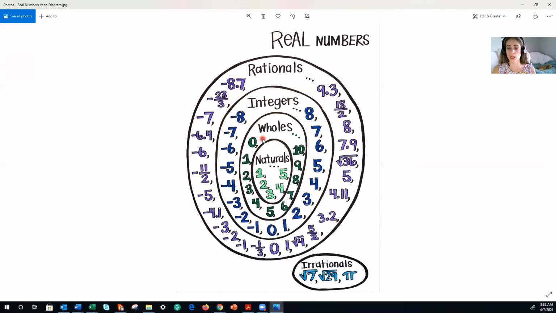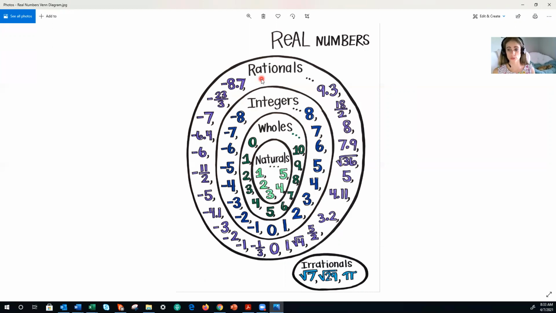We get a little bigger and that's where we get integers. This is what you're most familiar with seeing in pre-algebra, our integers. That is all of our negatives and positives, so all of our natural numbers plus their opposites, okay? Then we get a little bit bigger, and those are our rational numbers.